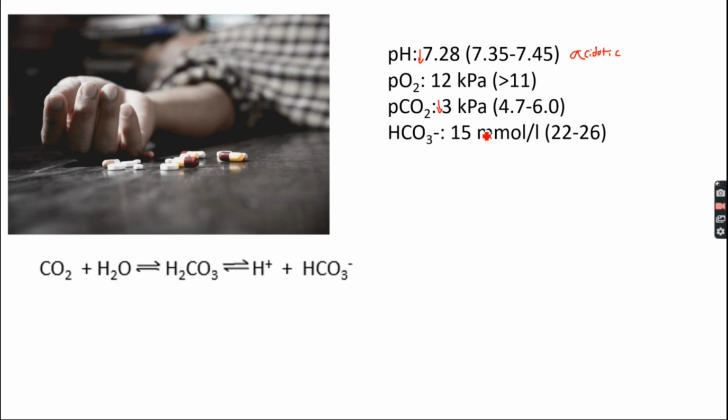We can see that the bicarbonate ions are also low at 15 millimoles per litre. So low bicarbonate will shift the equilibrium towards the right in an attempt to generate more bicarbonate ions. However, this increases the amount of protons as well. This increased amount of protons in the plasma therefore causes a decrease in pH. Therefore, this is metabolic in origin. This is a metabolic acidosis with partial respiratory compensation.